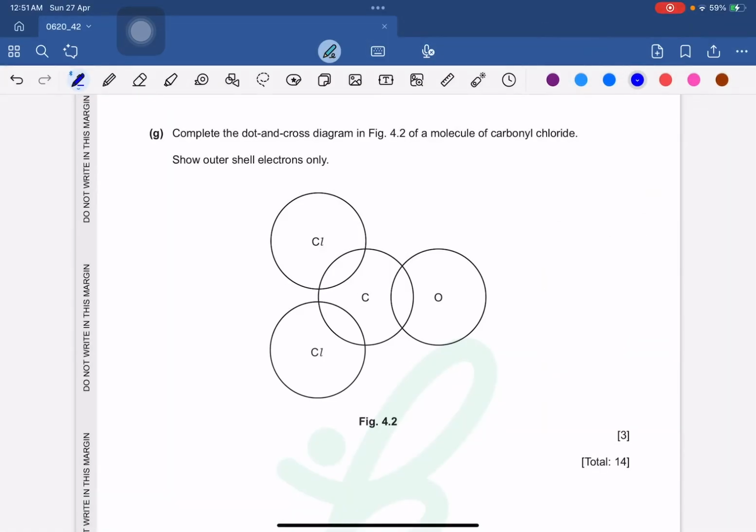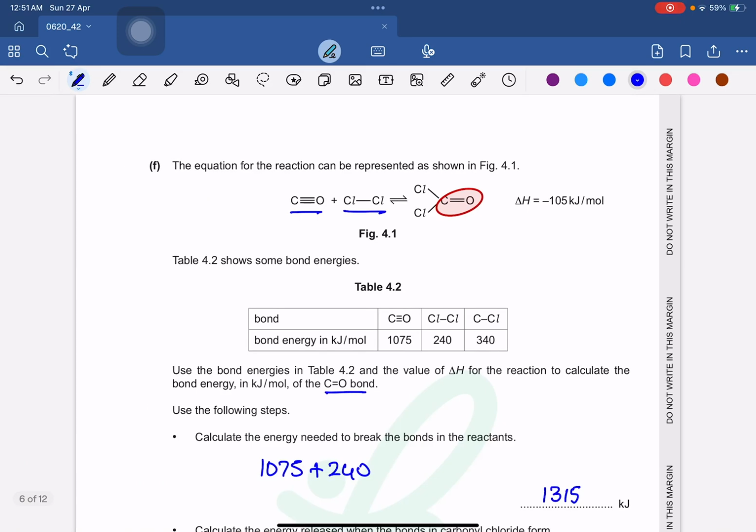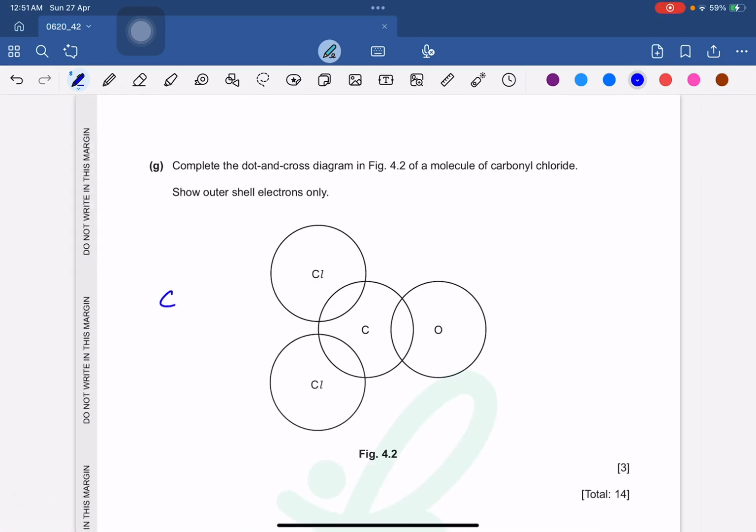Next part of the question. Complete the dot and cross diagram in figure 4.2 of a molecule of carbonyl chloride. Show only the outer shell electrons. Now we know from the previous page that the structure of carbonyl chloride is C double bond O, Cl and Cl.